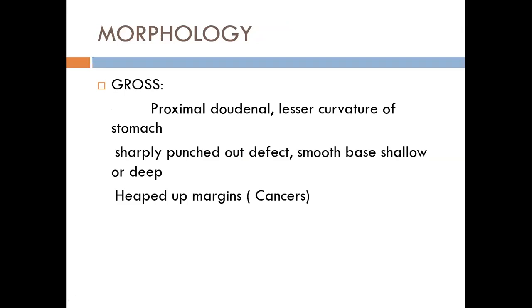So morphology of peptic ulcer disease. Gross appearance: the site of peptic ulcer disease is the proximal part of the duodenum and the lesser curvature of the stomach. And these are sharply punched out ulcers or defects with a smooth base, which may be shallow or deep. If the margins are heaped up, they are usually malignant ulcers due to adenocarcinoma.